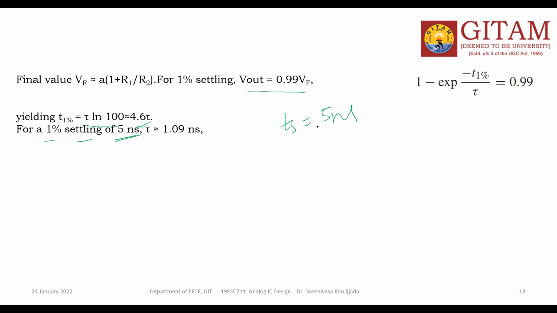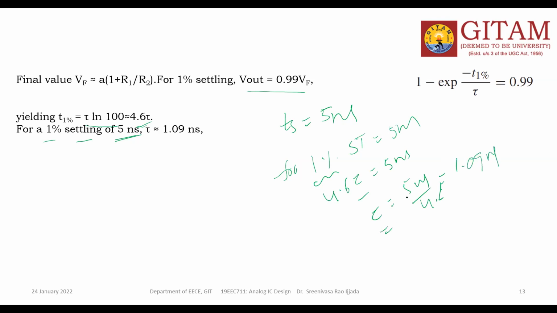So for 1% settling time equal to 5 nanoseconds, the calculation is 4.6 tau equals 5 nanoseconds. Then tau is equal to 5 nanoseconds divided by 4.6, which is approximately 1.09 nanoseconds. That is the tau value.